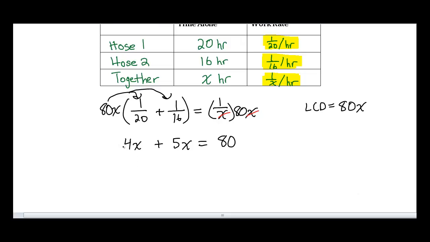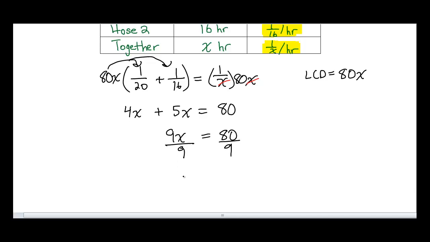Well, I can combine like terms. 4x plus 5x is 9x equals 80. And then I can divide both sides by 9. And I'll get that x equals 80 over 9. And my units is hours.